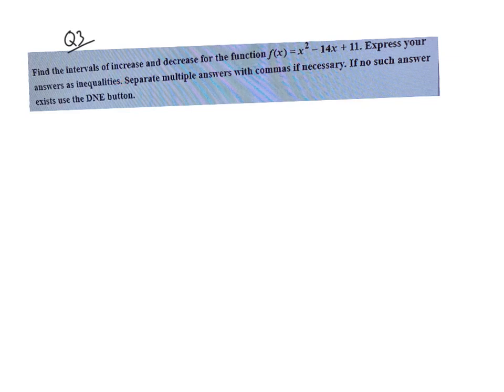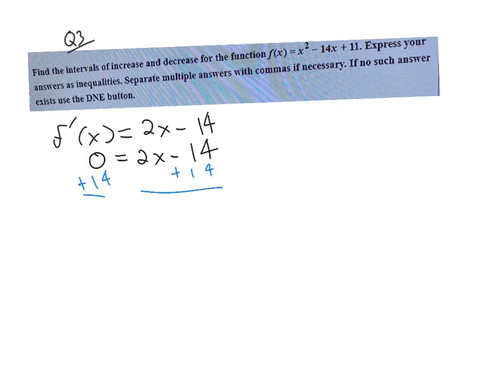The process is we first find f prime of x. So we take the derivative of this function and we get 2x minus 14. What's always going to be true is you set the derivative equal to 0, like we did right here, and now we solve. We add 14 to both sides, and you get 14 equals 2x. Divide by 2, and you get x equals 7.